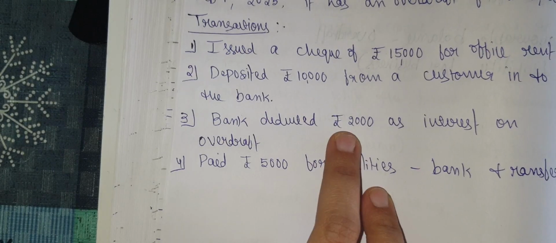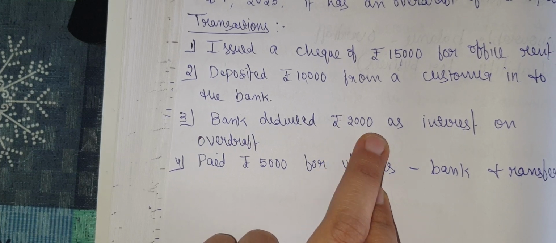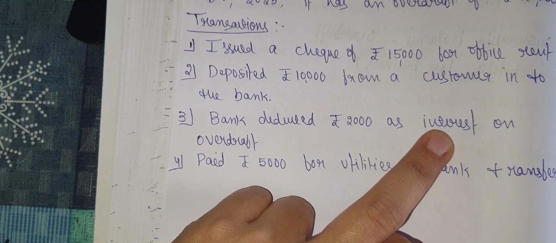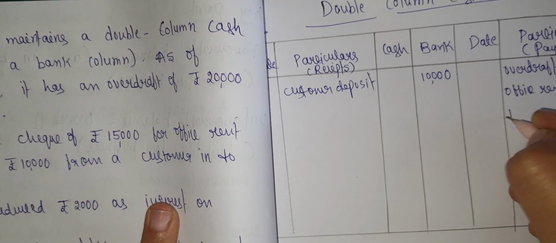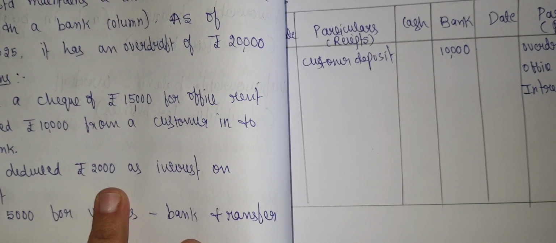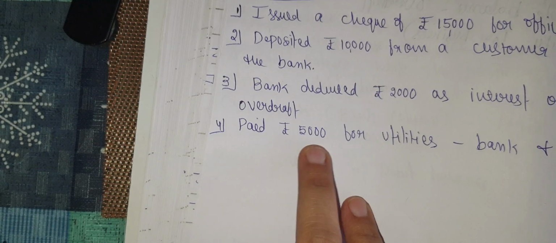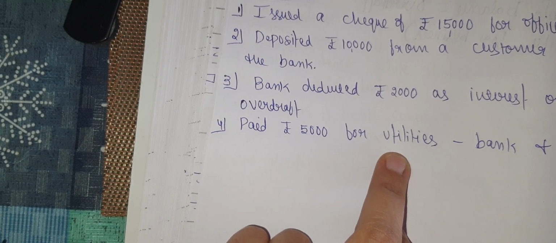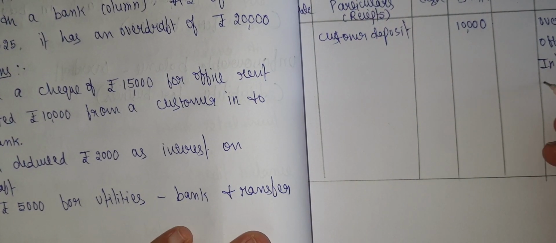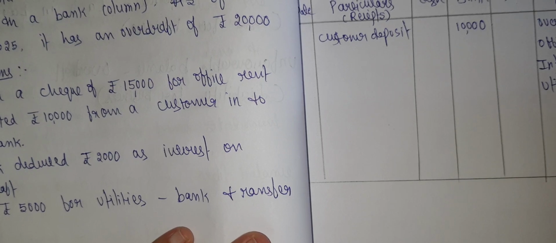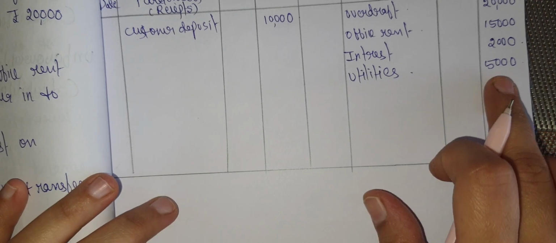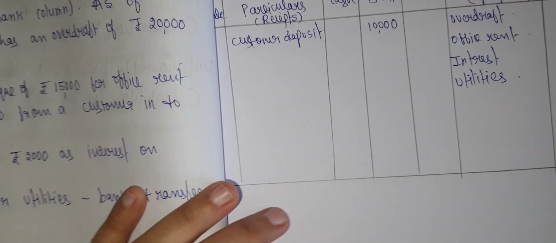Next one, bank deducted rupees 2,000 as interest on overdraft. So in the credit side we have to enter it because it is deducted, that is rupees 2,000. Next one, paid rupees 5,000 for utilities through bank transfer. Paid means payment side. Utilities rupees 5,000.